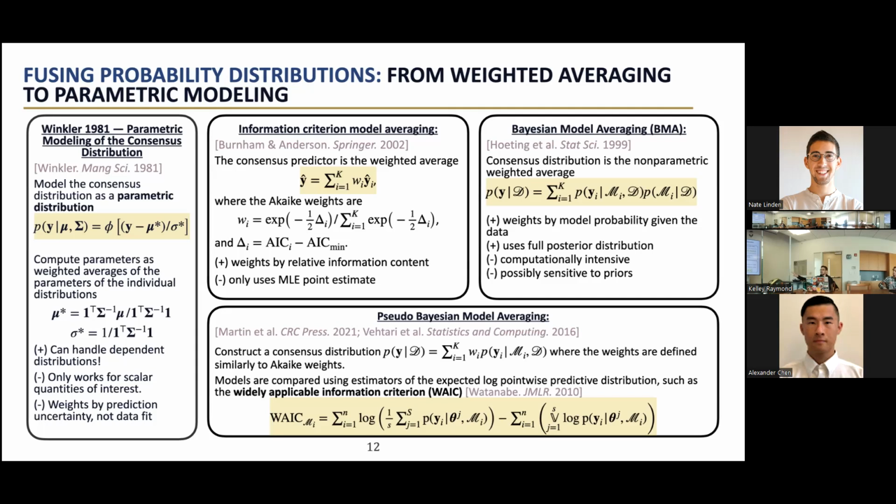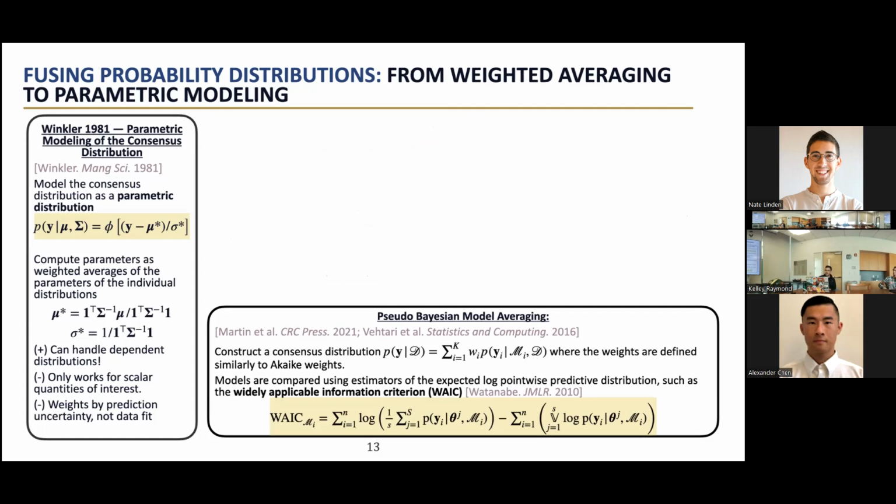And I'm not going to get into the details here, because it gets tricky if this isn't the stuff you work on all the time. I'll talk about two methods in the application. So the Winkler method, and we'll look at how it fails, and then we'll look at the pseudo Bayesian model averaging approach, which is the state of the art that people like to do.